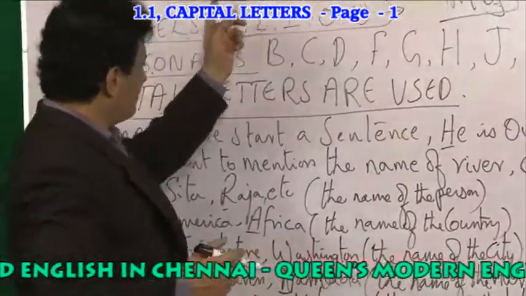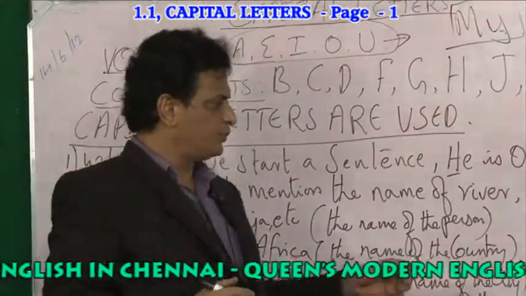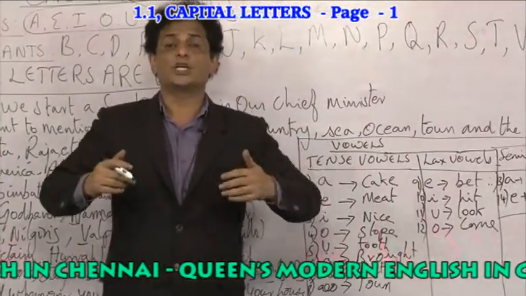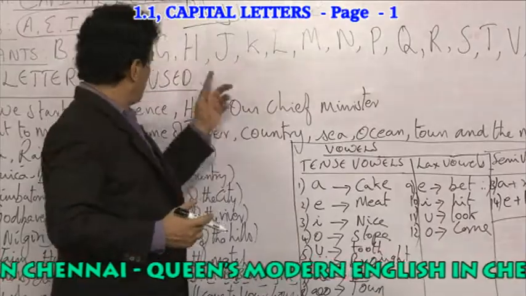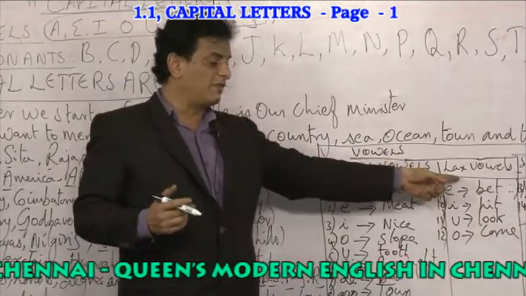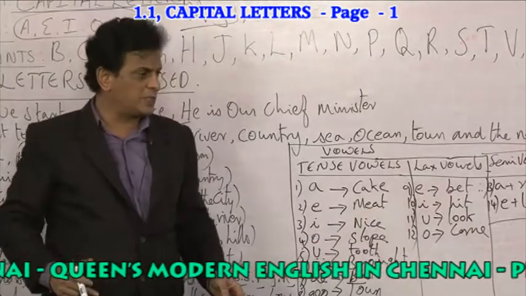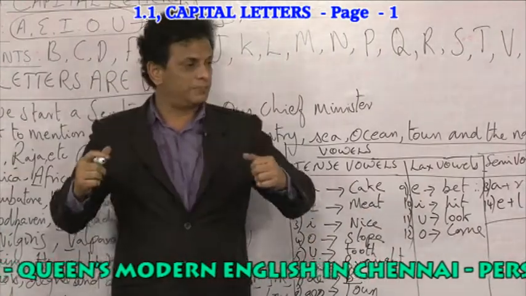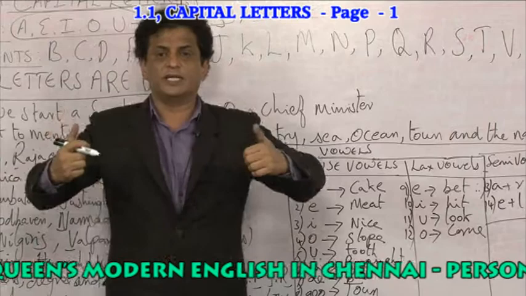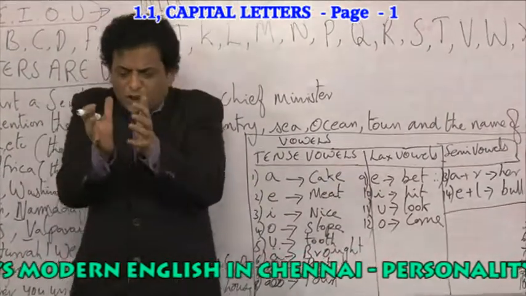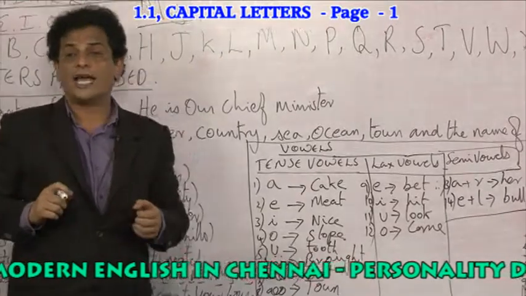See, 5 vowels are there: A, E, I, O, U. How does it sound? Even the same letter A is pronounced differently. You have 2 types of vowels. One is called tense vowels. Tense means you are pulling it up, prolonging the letter. Lax vowels means you are shortening the sound. It is called lax vowels.